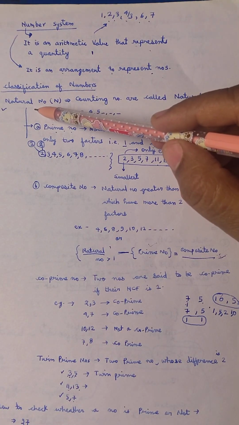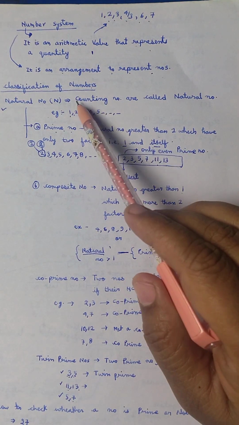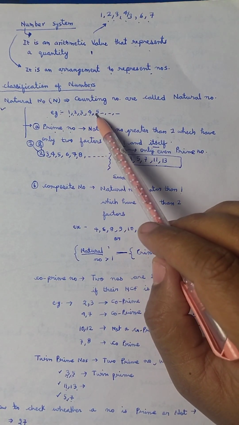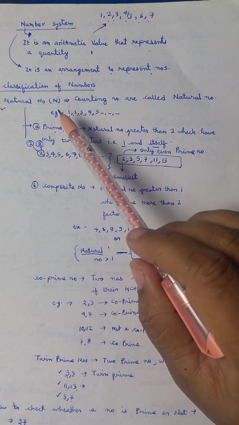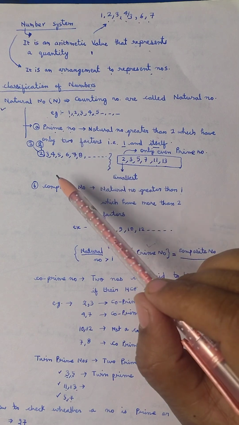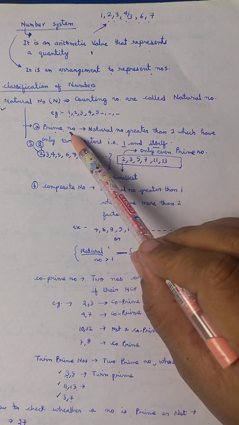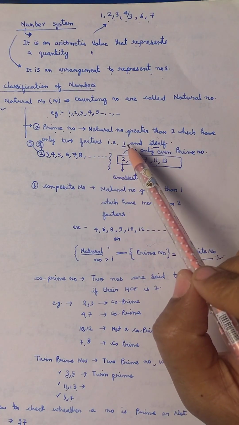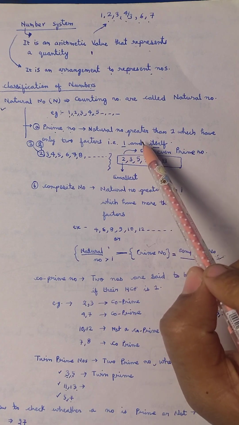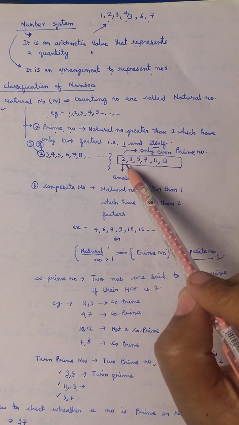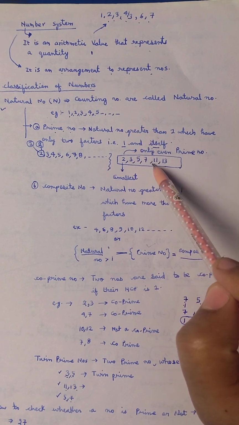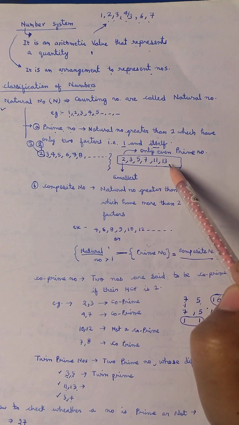First of them is natural number. So natural numbers are called counting numbers, like 1, 2, 3, 4, 5 and so on. In natural number comes prime number and composite number. Prime number is a number which has two factors. First factor is 1 and the other factor is itself. For example, 2, 3, 5, 7, 11, 13. These all have two factors and one factor is themselves.